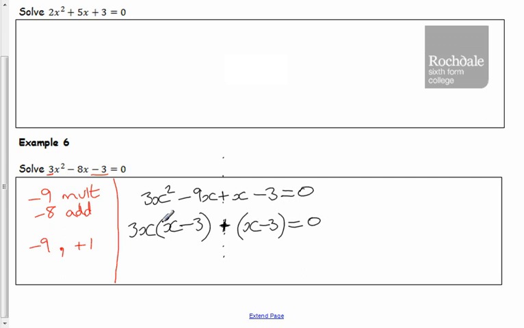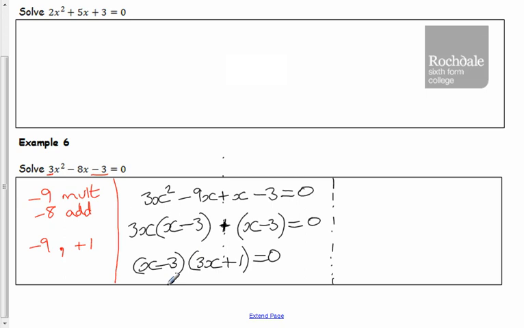Nothing's changed here. If I expanded the line I've just written down, I get back to the previous line, which means I haven't made any mistakes. Important thing is both brackets are the same. So now these two big terms have a common factor of x minus 3. If I bring these common factors out, that leaves me with 3x here, and a plus, and an invisible 1 here. We just don't normally bother writing the 1 in that case in algebra. So there's the factorizing done.